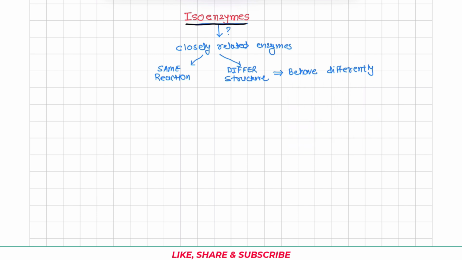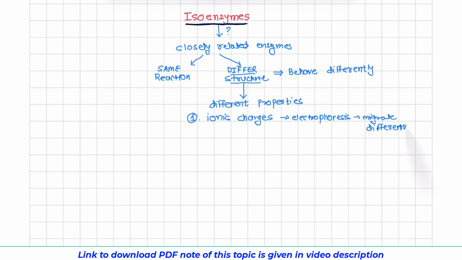Now, since their molecular structures are different, isoenzymes also show different physical and chemical properties. Let's quickly enlist these major different properties. First, because of their structural difference, isoenzymes carry different overall ionic charges. And when we use a technique like electrophoresis, where molecules move through a gel under an electrical current, this charge difference makes isoenzymes migrate differently. Second, isoenzymes have different tissue distribution. That means different tissues or organs preferentially express specific isoenzymes depending on their metabolic needs.